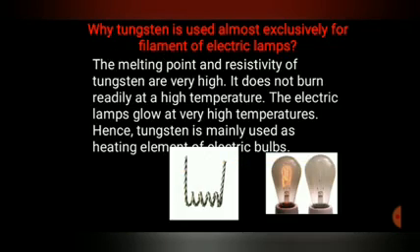So here, why is the tungsten filament used almost exclusively for the filament of electric lamps? Because the melting point and resistivity of tungsten are very high. It does not burn readily at a high temperature. The electric lamps glow at very high temperatures. Hence, tungsten is mainly used as the heating element of an electric bulb. Inside the bulb, we are seeing one filament, children. That itself indicates the metal, that is nothing but the tungsten.